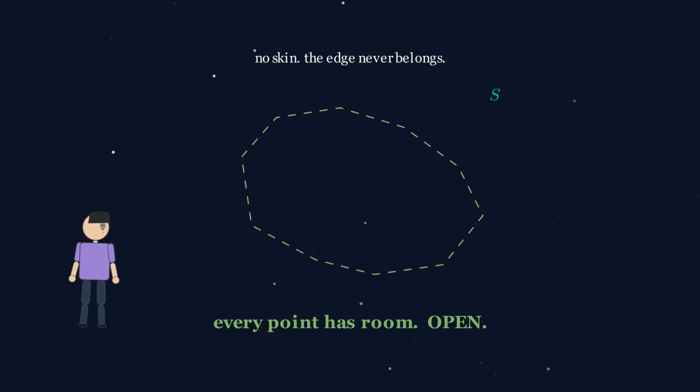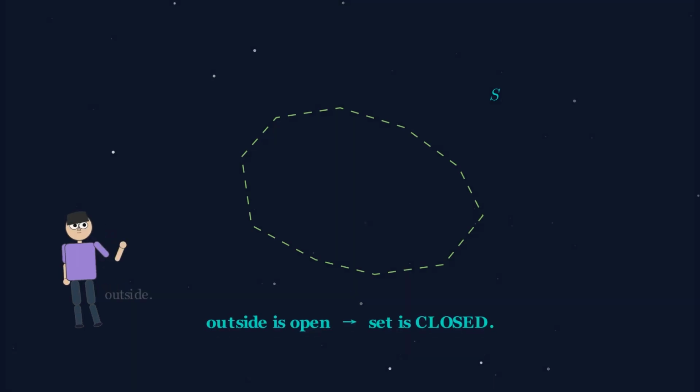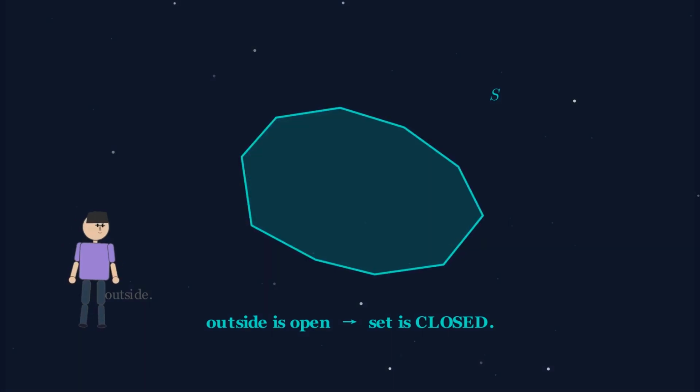A closed set is the other kind. The plain definition is simple. A set is closed when everything outside it is open. And that works out to a lovely picture. A closed set is one that holds on to its entire edge. Nothing along the boundary is missing.